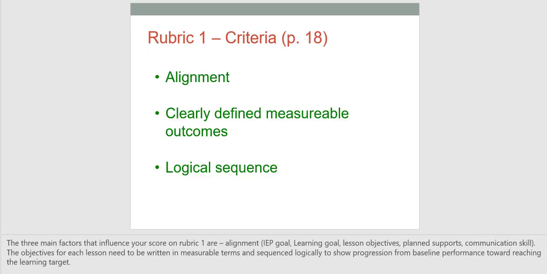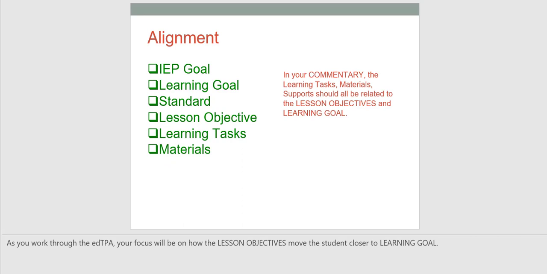3 main factors influence your score on Rubric 1. Alignment between the IEP goal, learning goal, lesson objectives, planned supports, and communication skill. The objectives for each lesson need to be written in measurable terms and sequenced logically to show progression from baseline performance toward reaching the learning target. As you work through the EdTPA, your focus will be on how the lesson objectives move the student closer to the learning goal.